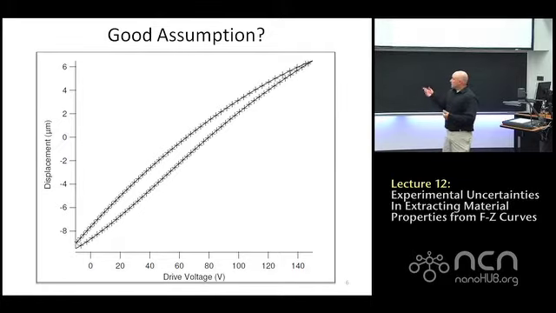So this is what that curve kind of looks like over its full range. Specifically, this is for the Asylum MFP 3D AFM system that's over in Burke. So is that a good assumption, that this is linear? Well, it kind of depends, right?